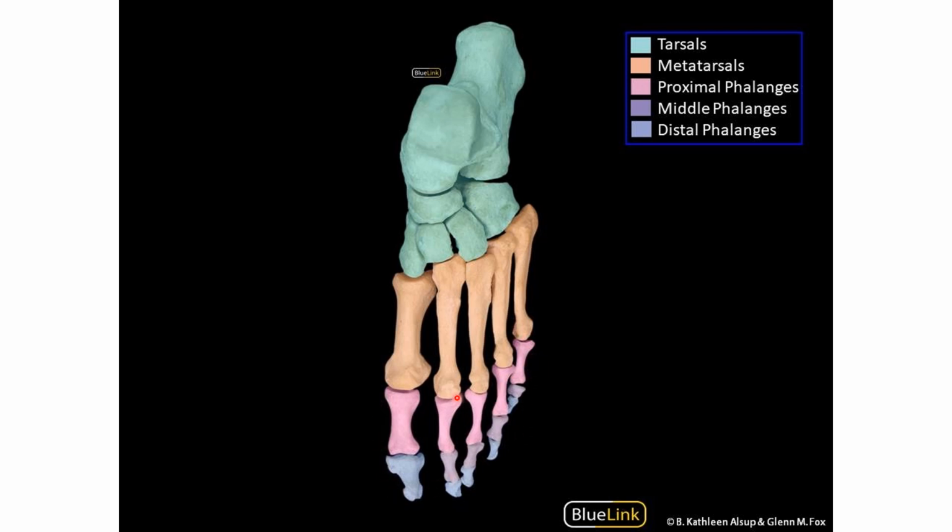Phalanges, and we have proximal, indicated by the pink proximal phalanges, middle phalanges, indicated by the purple color for digits 2 through 5, and then distal phalanges, indicated by blue, in digits 1, 2, 3, 4, 5.